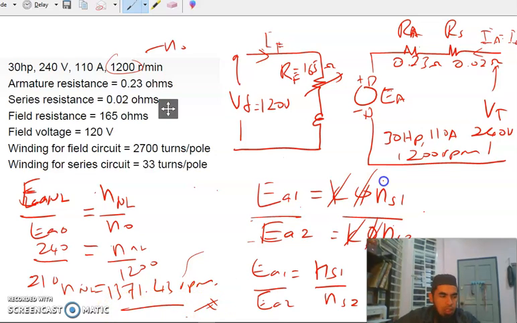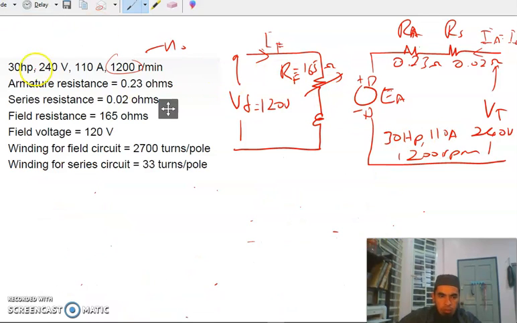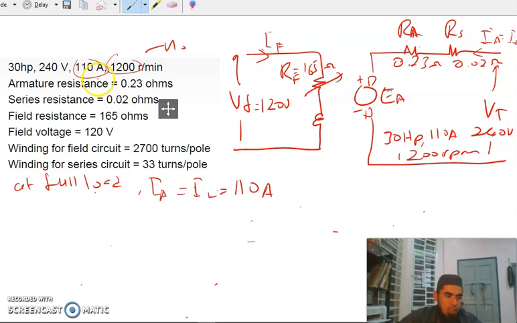And next, just now we calculated the no load condition. Next we will calculate the full load scenario. So at full load, IA is equal to IL and equal to 110 ampere. IA is equal to IL, flowing through the armature with 110 ampere. This is the full load condition.